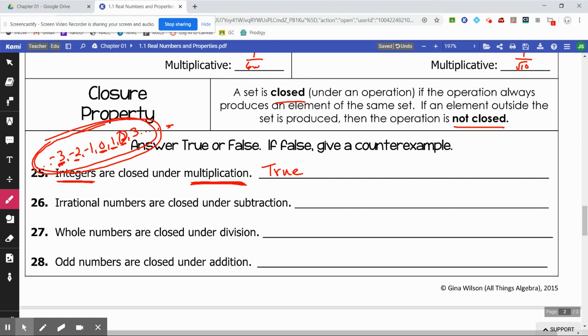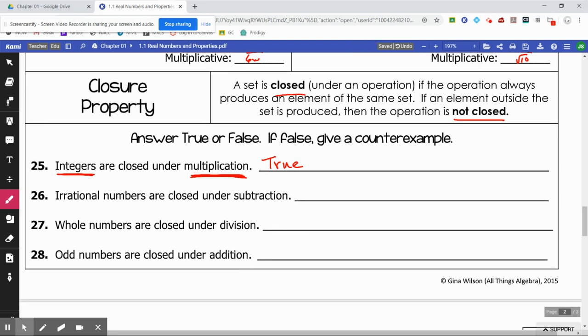So now let's do irrational numbers. Irrational numbers are, again, values like pi, e, the square root of 2, the square root of 3, the square root of 5. Now the square root of 4 is not an irrational number because it's 2. So are irrational numbers closed under subtraction? Okay, let's use the most famous one, pi. What if we took pi and we subtracted from it pi? Anything minus itself is 0.